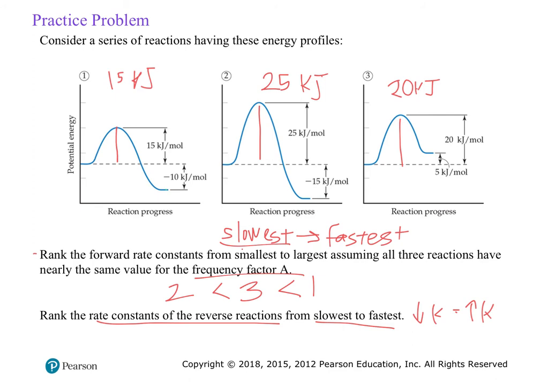If this was our reactants and these are our products, our activation energy would be 25. For number 2, we would go from negative 15 up to positive 25, so that changes 40 kilojoules. And from here, starting at a positive number and going up, it looks like 15. So our slowest one is going to have the biggest activation energy. It's still going to be 2. And then 1 is next, and then 3 is going to be the fastest.